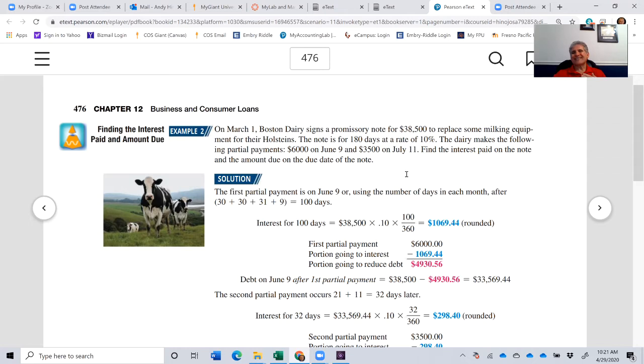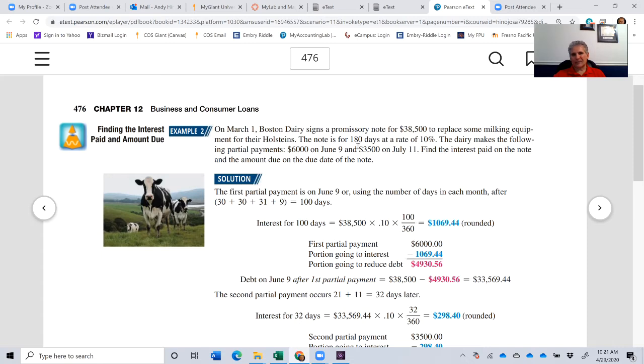So this is an identical problem to the previous, with the exception that instead of just one payment, there are two payments. And every time we make a payment, we have to recompute how much the interest is going to be, or how much of that total payment is going to be applied to interest. So let's do that. The first partial payment is on June 9th, reminding ourselves that it was issued on March 1st.